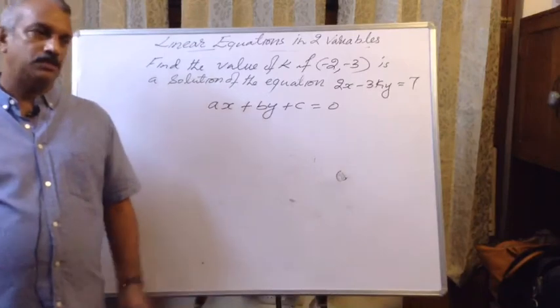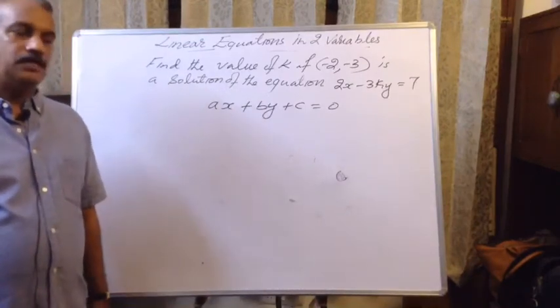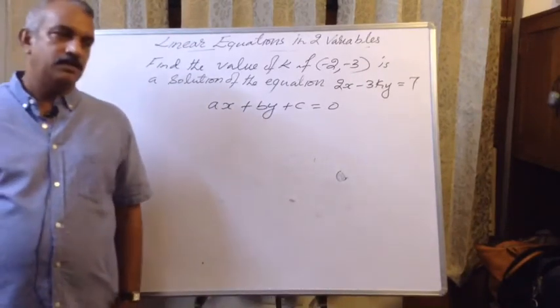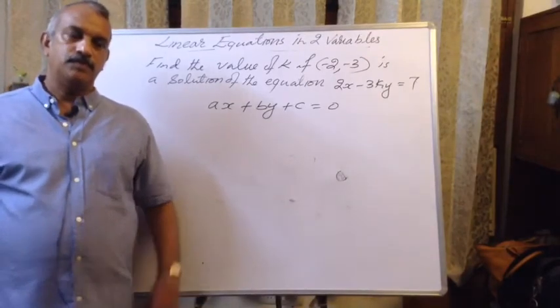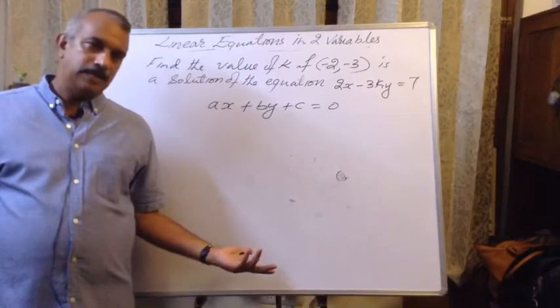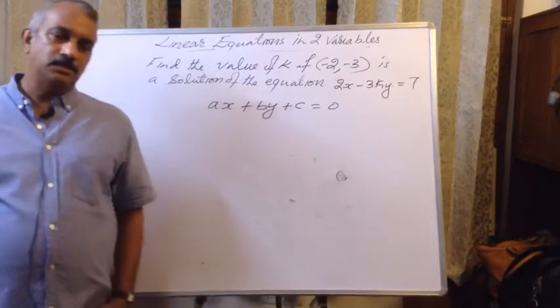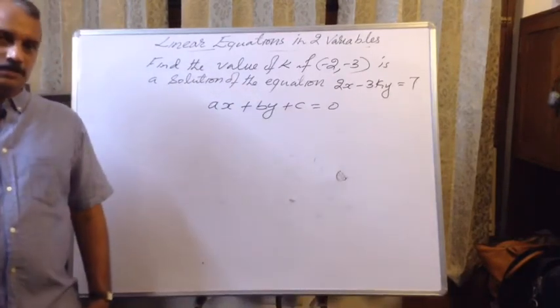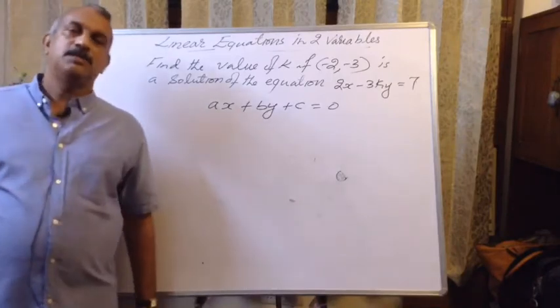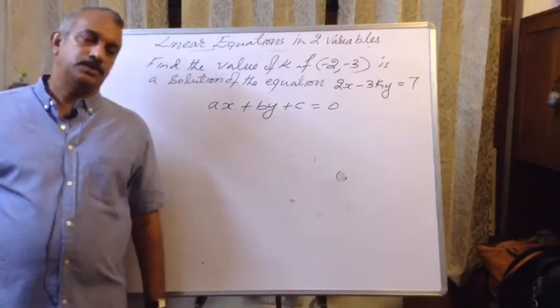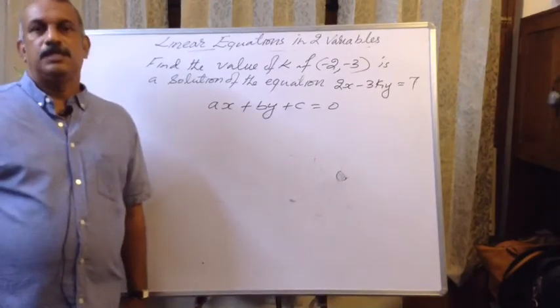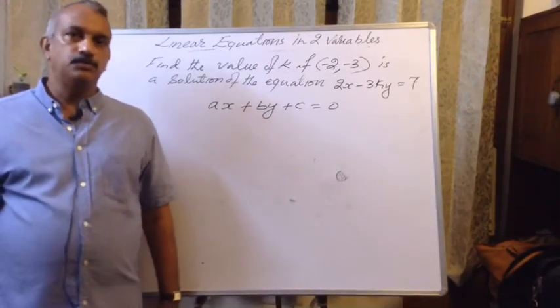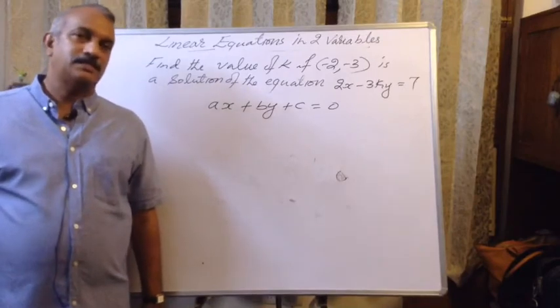Another next question. If two values of x and y are given, we can check whether it is a solution or not. You will substitute those values, and if you get LHS is equal to RHS, you will write yes, it is a solution, otherwise you will write no, it is not a solution. Then next one, graph. The graph of a linear equation in two variables is always a straight line.